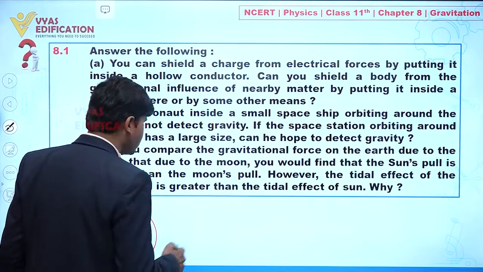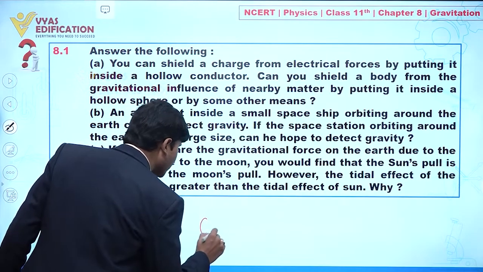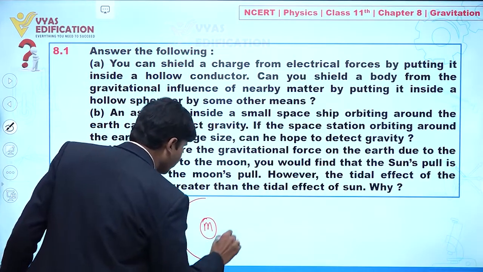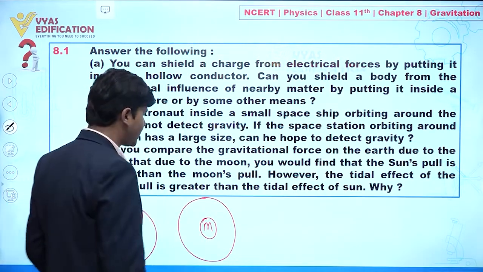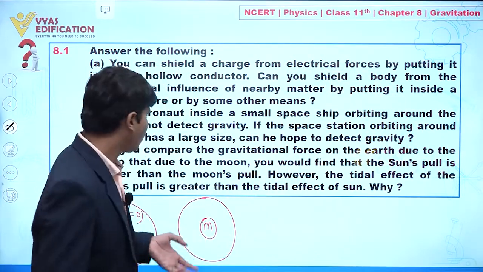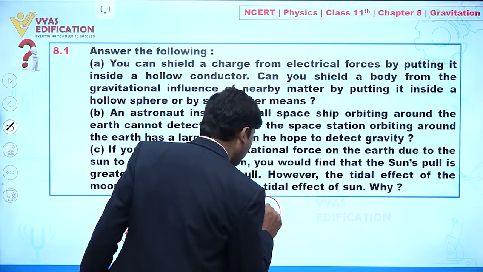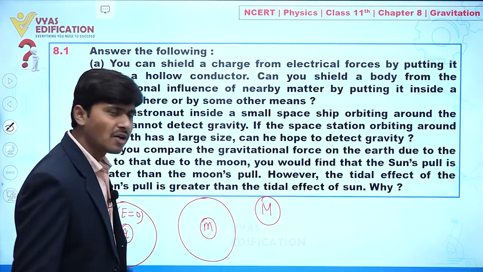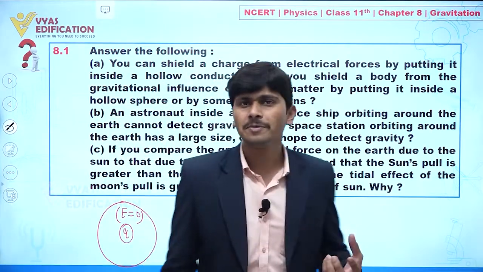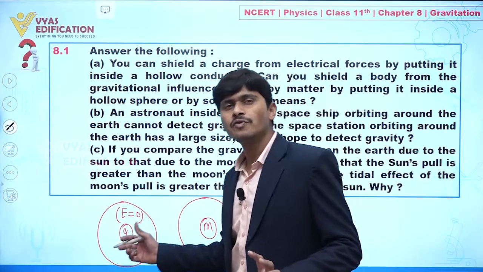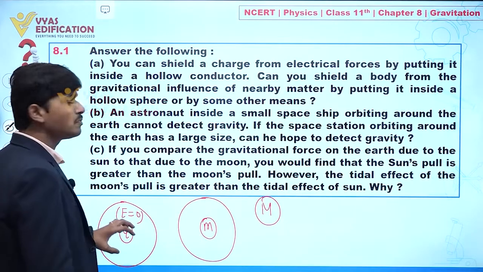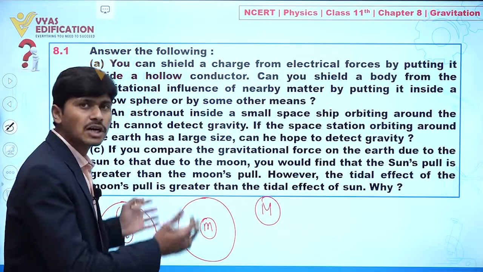Let's suppose I am placing an M mass body here, and we place this M mass body in a hollow sphere. Now let's suppose here we have another body having mass capital M. So now we are saying that the electrostatic field inside is 0, so we can protect this charge from electric forces, that is, from the surrounding electric forces.